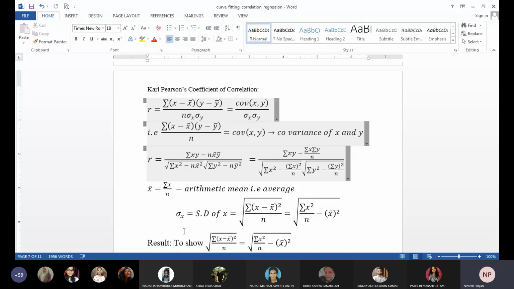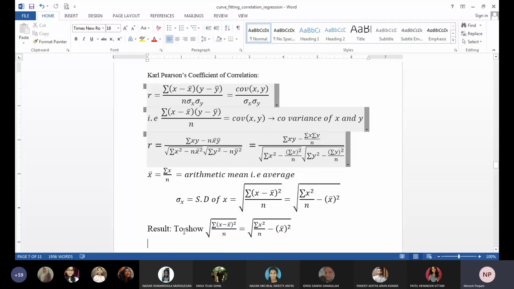Okay. So these are the different forms where your x bar is nothing but your arithmetic mean, which is given by summation x upon n. Sigma x is the standard deviation of x, which is given by square root of summation x minus x bar the whole square divided by n, which you can also write as square root of summation x square by n minus x bar square.